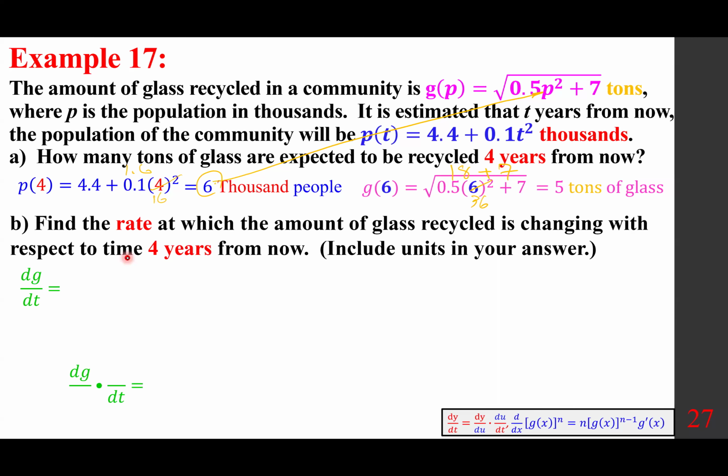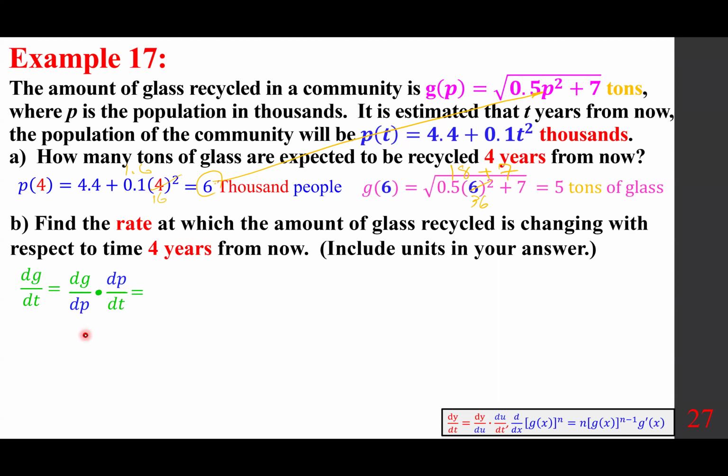dG/dt. So we're going to write it in Leibniz's notation. dy/dt is dy/du times du/dt. And what goes in between? G goes to t. What is the intermediate variable that takes us from G to t? It is the P. So dG/dP times dP/dt. What does this mean? Take the derivative of G with respect to P. What does this mean? Take the derivative of P with respect to t. That's the meaning of it.